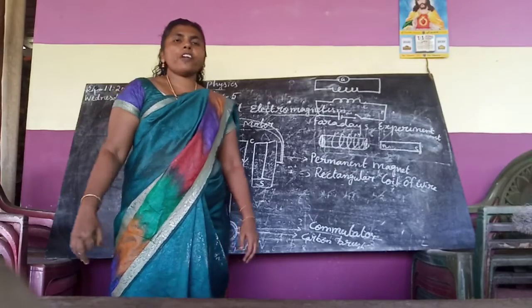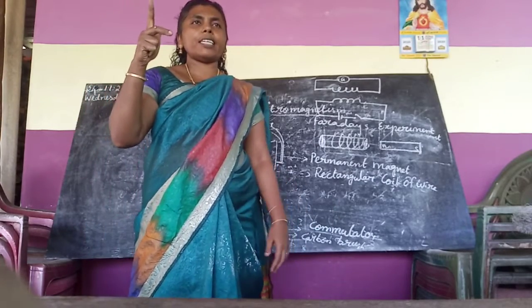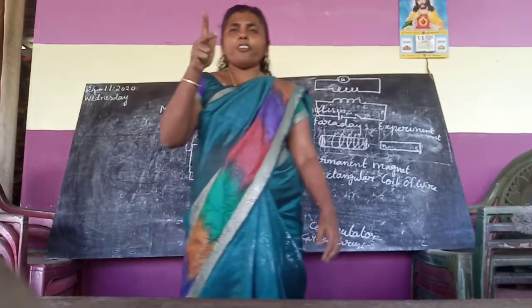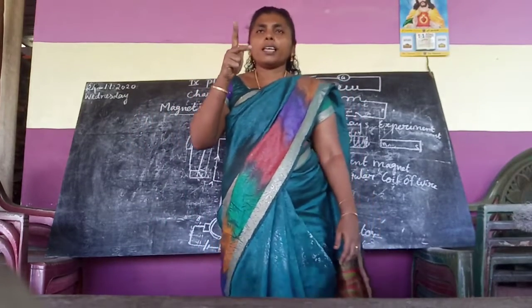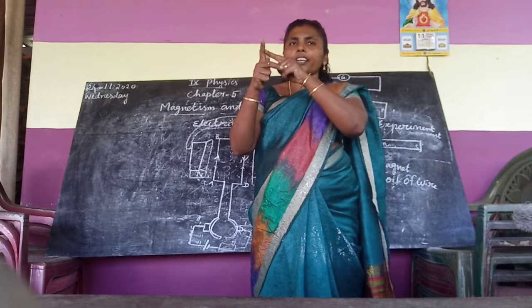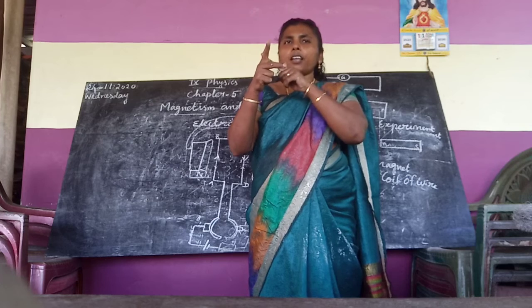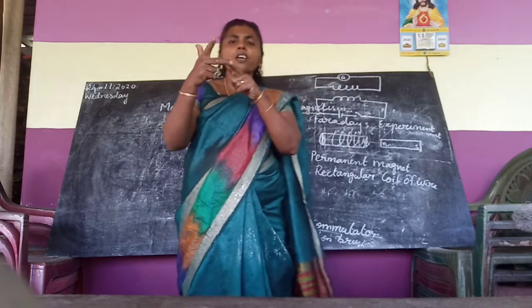So next one, Fleming's right hand rule. Stretch 3 fingers. First, the left hand rule we learned last class. Now the Fleming's left hand rule. Here also stretch 3 fingers: thumb, forefinger and middle finger. What are the 3 fingers? Thumb, forefinger and middle finger.